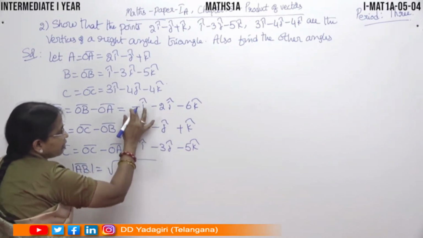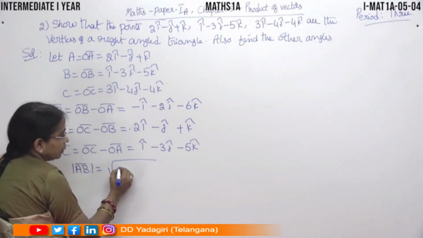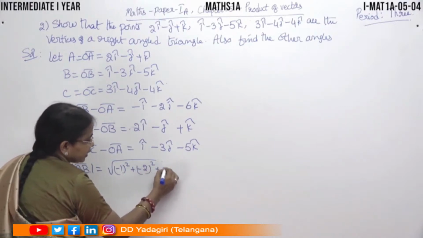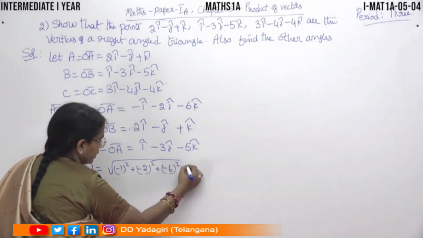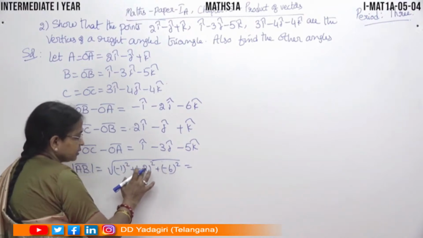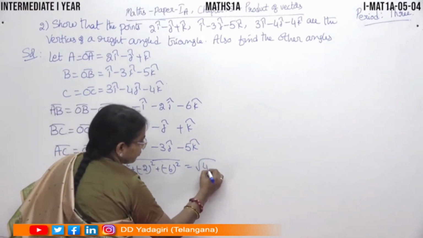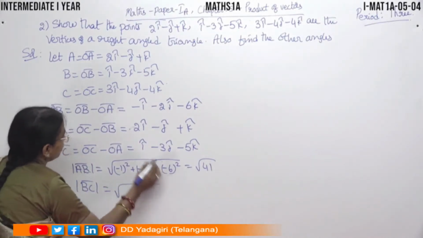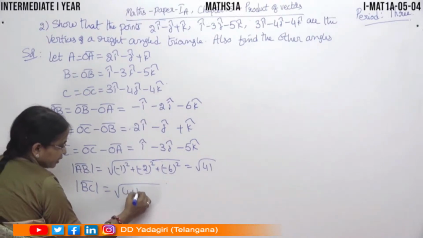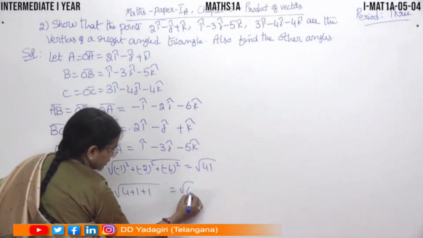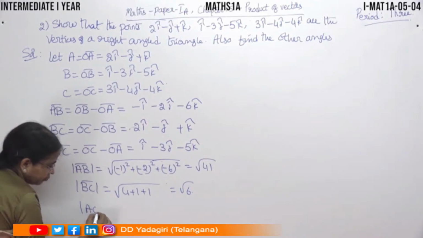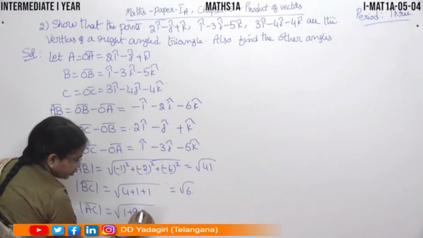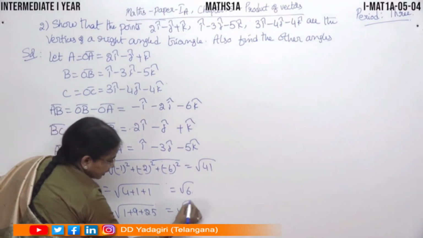Mod AB is root of 1 square plus minus 2 whole square plus minus 6 whole square. So what is it? 1 plus 4 plus 36, 41. So it is root of 41. Now mod BC. Mod BC is equal to root of 4 plus 1 plus 1. That is root 6. And then mod AC. Mod AC is root of 1 plus 9 plus 25. So that is root 35.